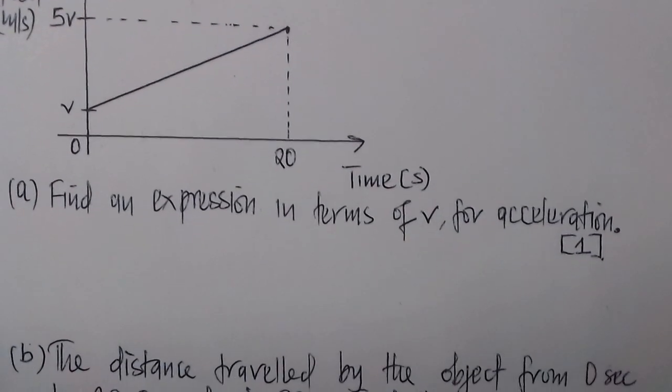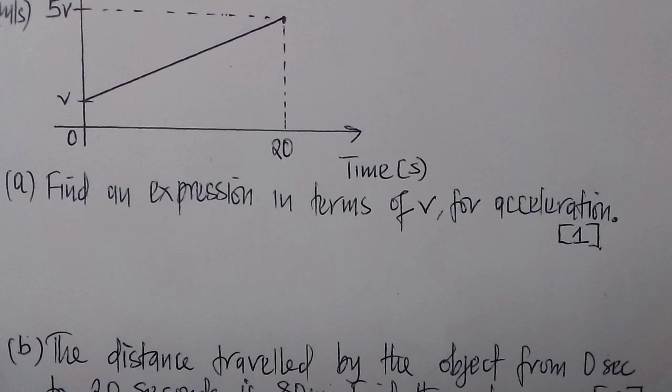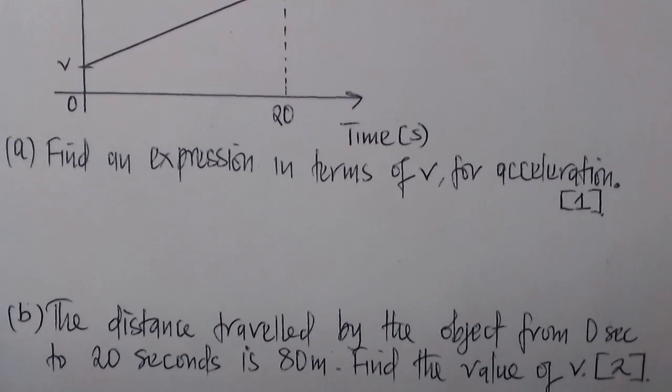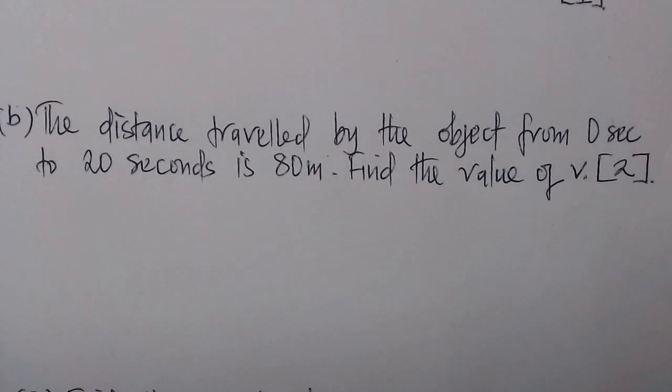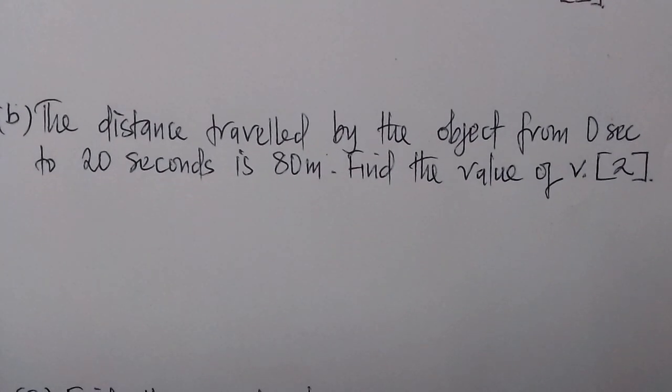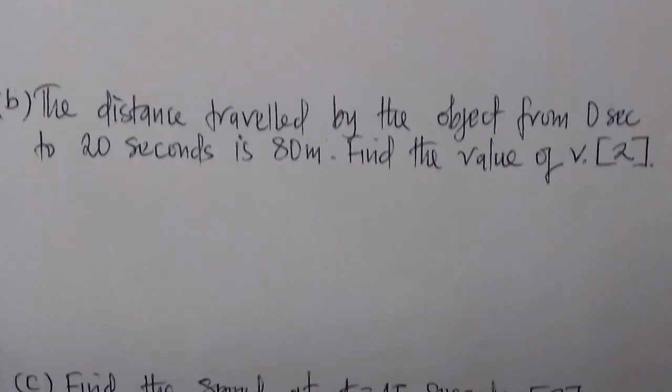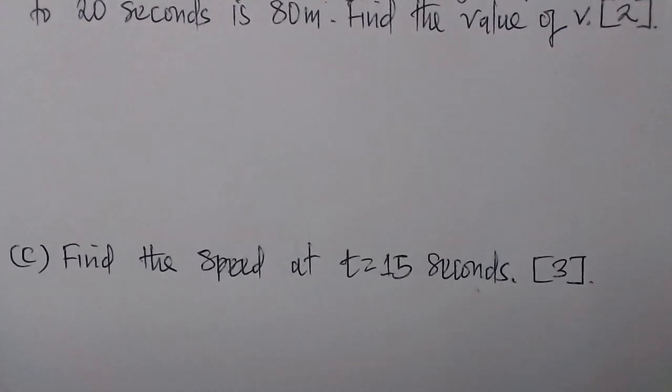Then the questions: A, find an expression in terms of v for acceleration. So this part has got 1 mark. Then B, the distance traveled by the object from 0 seconds to 20 seconds is 80 meters. Find the value of v. So 2 marks for this part. Then the last part, C, find the speed at t equal to 15 seconds. This part has 3 marks.